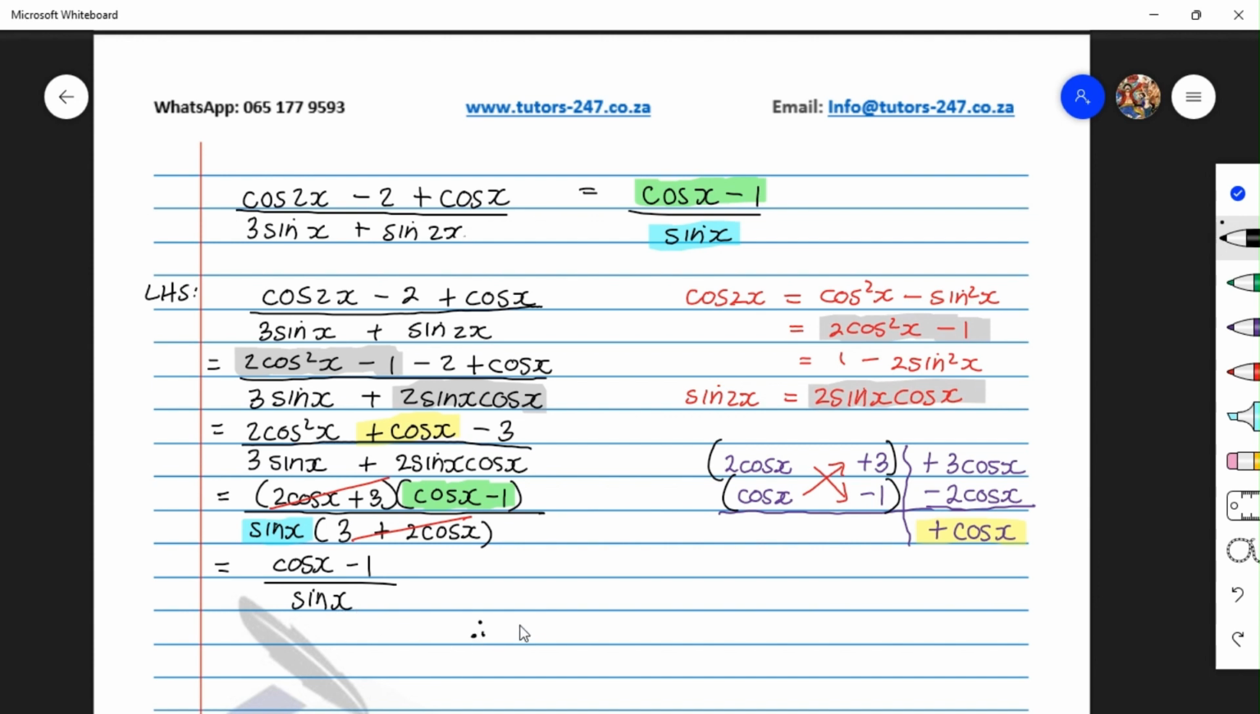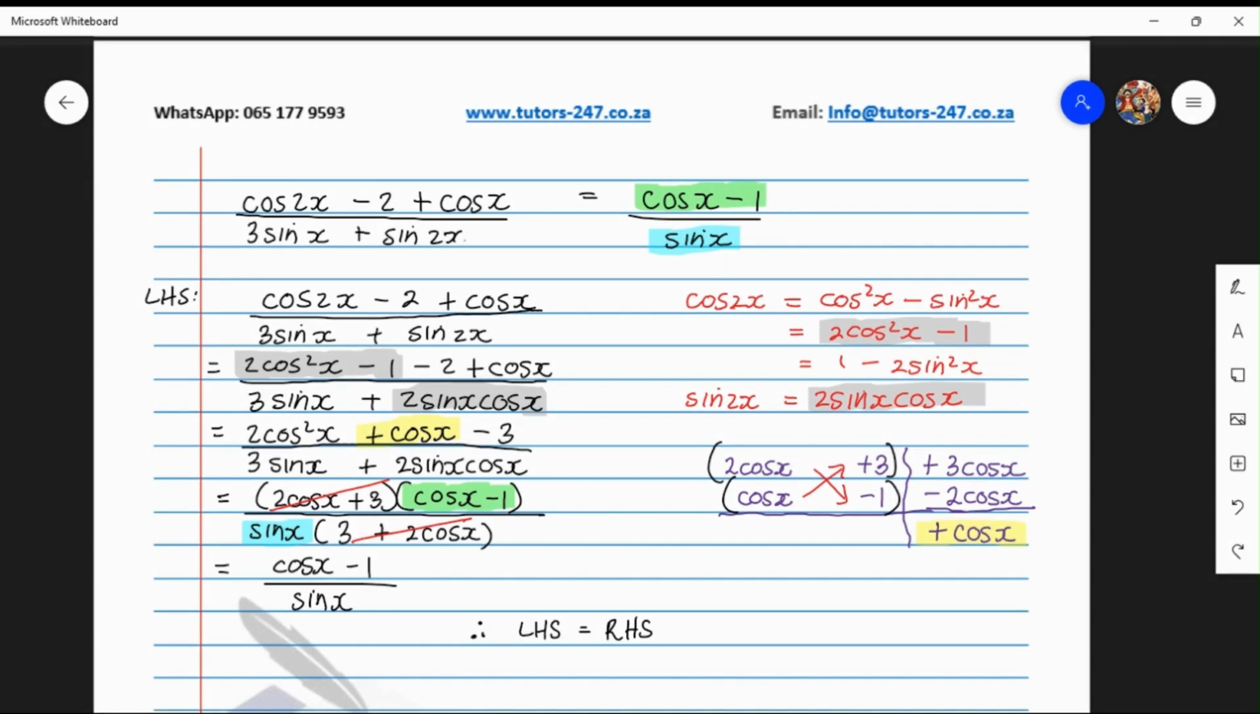And we can conclude that therefore our left-hand side is equal to our right-hand side. So we have now proved that (cos 2x minus 2 plus cos x) all over (3 sine x plus sine 2x) is equal to (cos x minus 1) all over sine x.